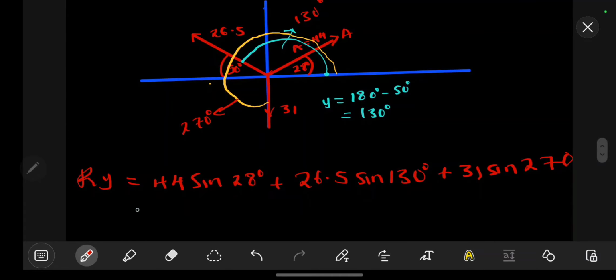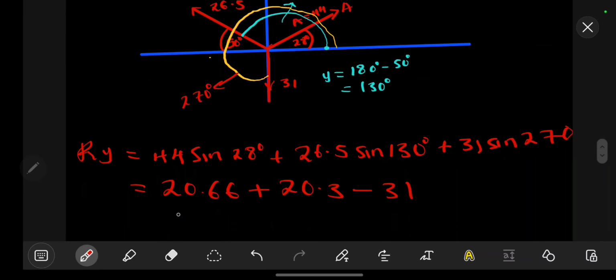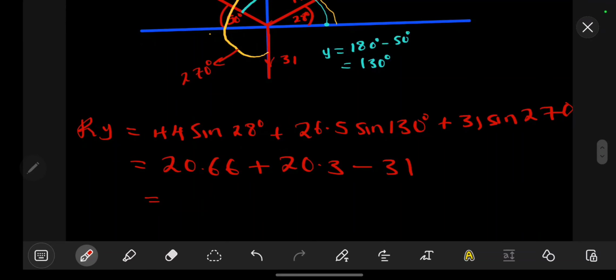So let's press. Our 44 sine of 28 gives us 20.66. Then our 26.5 sine of 130 degrees gives us 20.3. Then when we press our 31 sine of 270, we get a negative 31. Then when we subtract this, we find that our resultant is equal to 9.96. So this is our resultant in the y.